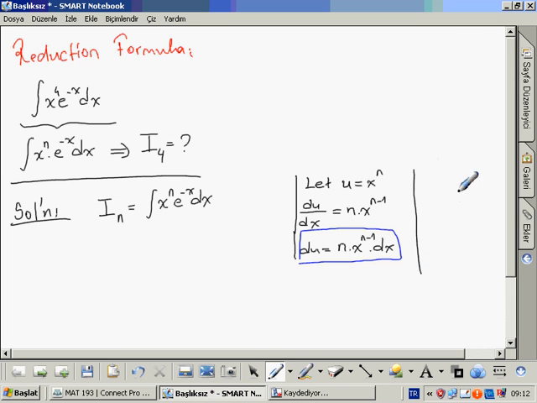And the second part, dv equals e to the minus x dx, so that v equals minus e to the minus x. And then continue.